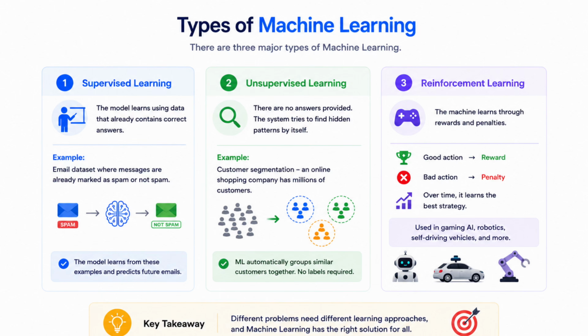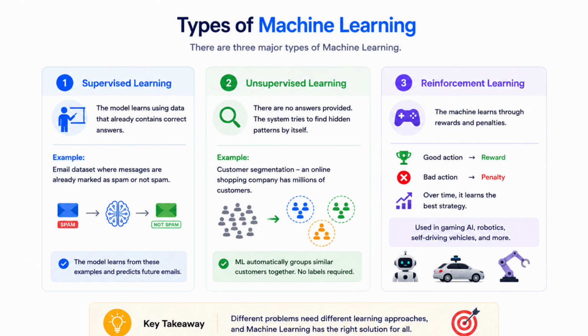The second type is unsupervised learning. Here, there are no answers provided. The system tries to find hidden patterns by itself. Think about customer segmentation. An online shopping company may have millions of customers. Machine learning can automatically group similar customers together. No labels are required.